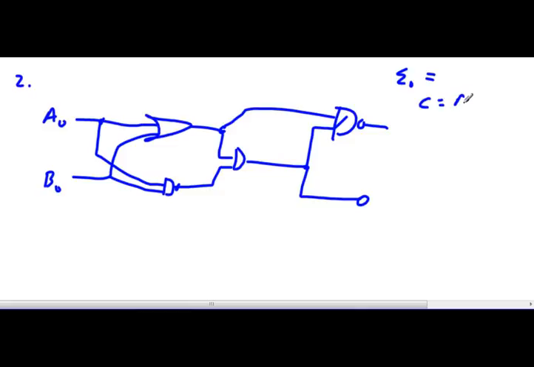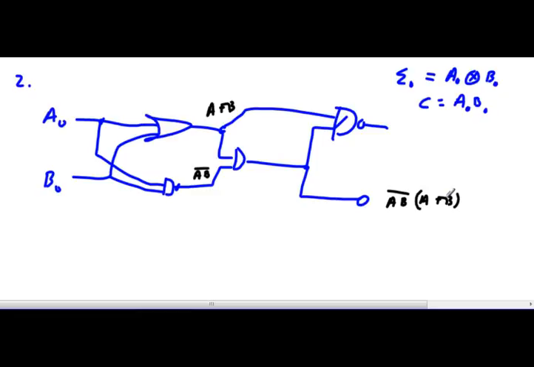Well, the carry is supposed to be A naught B naught, actually, and the summation is supposed to be A naught exclusive OR B naught. So that's what I'm looking for. So now the issue is what do I have? So I got A or B. I've got A, B naught. Over here, I've got A, B naught, and A or B.